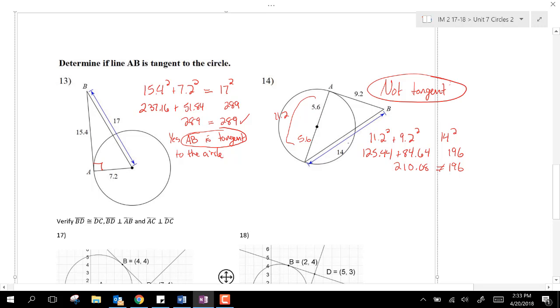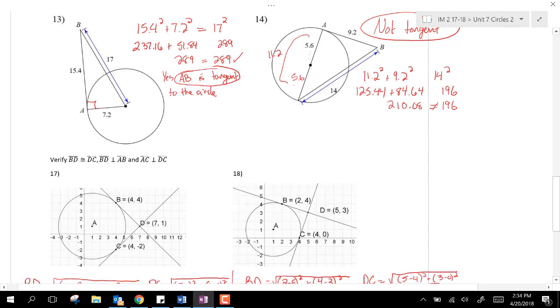The longest side is the 14. That's our hypotenuse. Our right angle, if there is one, is at A. So we got to add up both of these. This is the radius. We need the diameter, this whole segment. And we use our Pythagorean theorem. So 11.2 squared plus 9.2 squared all adds up to 210.08. 14 squared is 196, so not a right angle. That means AB is not a tangent to the circle.